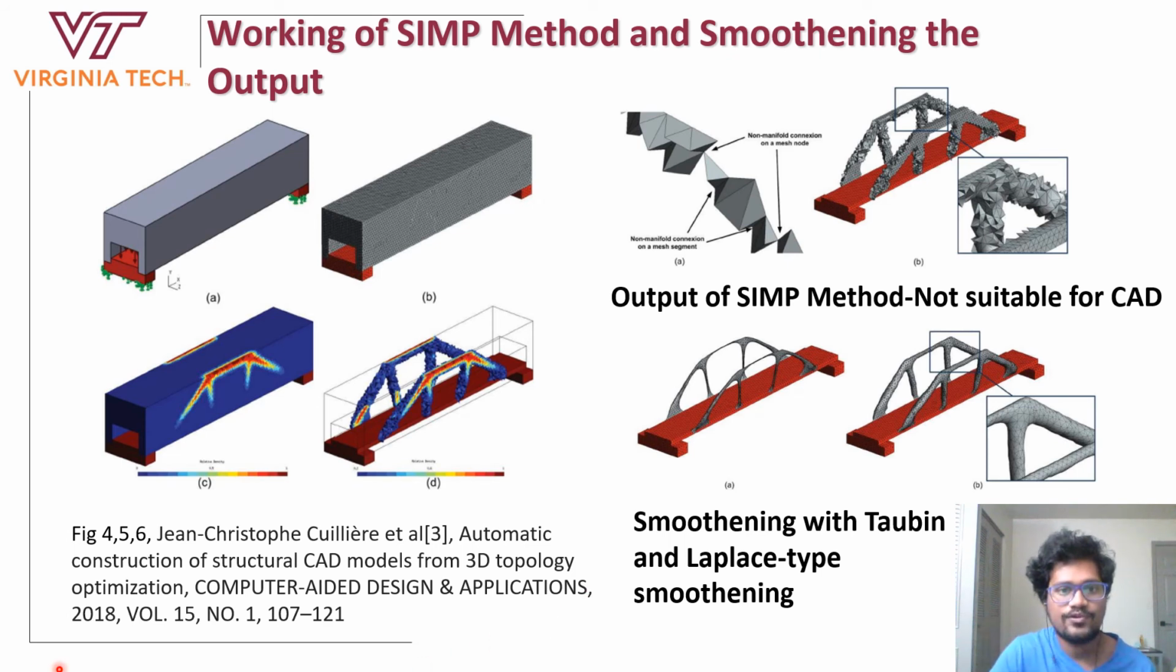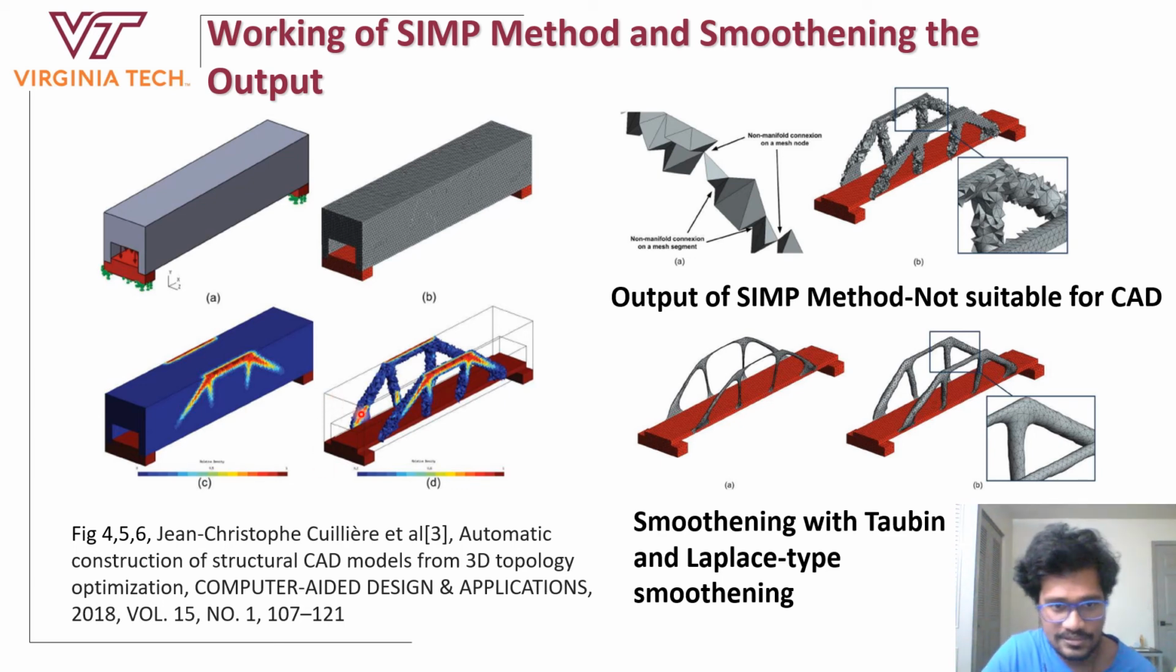So this is just an overview of the SIMP method that is used for optimization and how the output is smoothed. As you can see, firstly, a solid block is taken on which the loads and boundary conditions are specified. The first step is that the entire structure gets meshed and is run through an FEA analysis. Based on the stresses generated, after a few iterations, this structure is converted into this kind of shape where the optimization software tells us that this is the amount of material that you actually need in order to take this load.